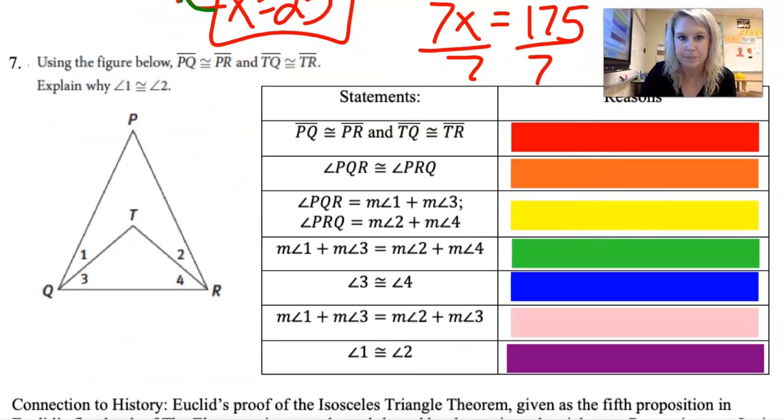All right. So look at the rainbow right there. Using the figure below, I know that PQ is congruent to PR, and I know TQ is congruent to TR. Go ahead and press pause and see if you can try these reasons. It kind of goes back to module 1, so the substitution property comes back, maybe the transitive property, maybe the angle addition property. See if you can try these on your own, and then we'll go over them. So press pause and give it a shot.